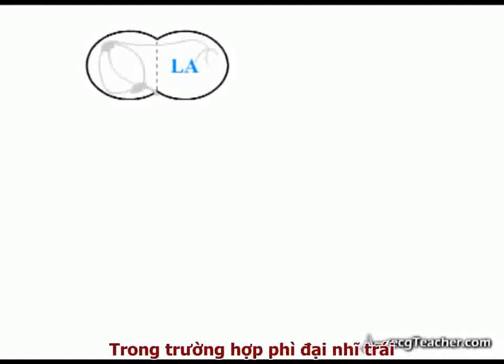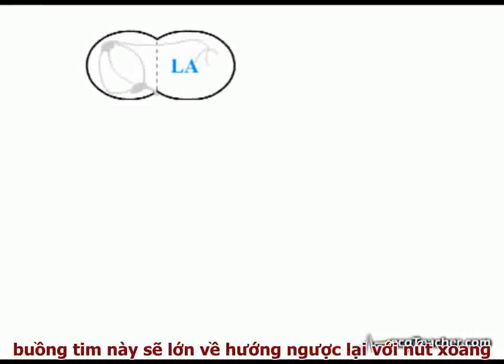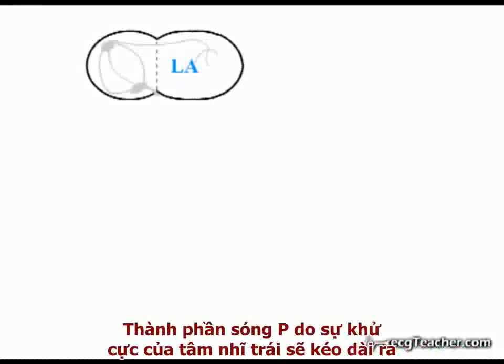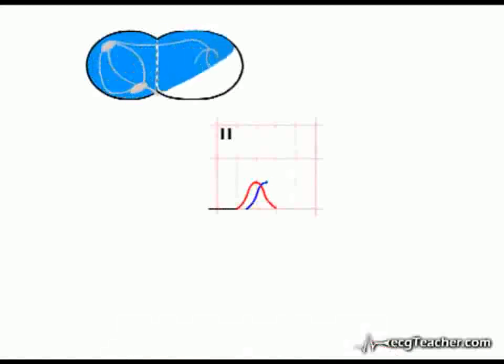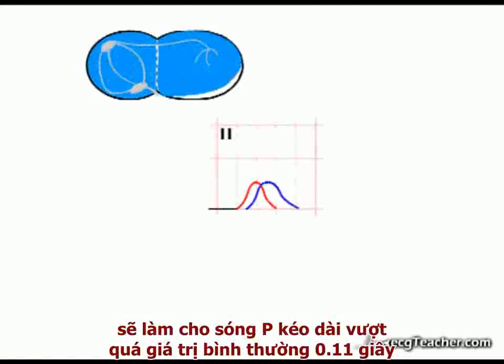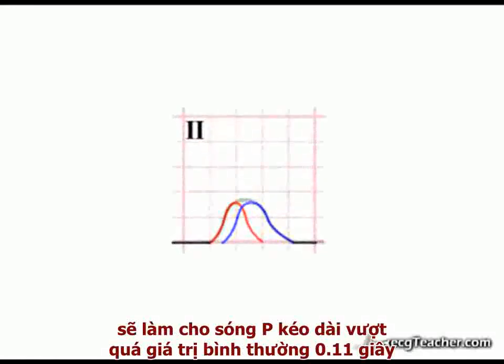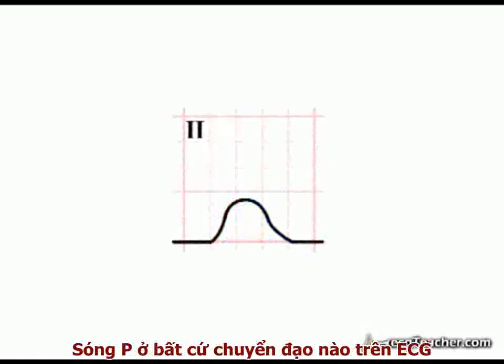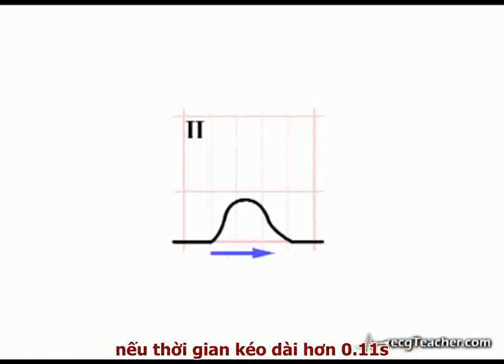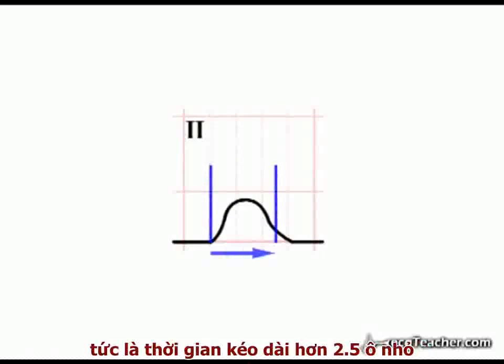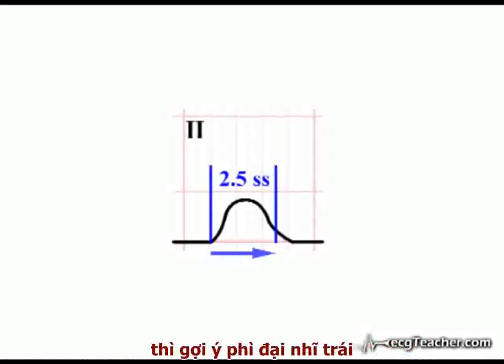In left atrial enlargement, as the chamber enlarges away from the SA node, the component of the P wave due to left atrial depolarization is prolonged. The effect of this is to prolong the recorded P wave beyond the normal limit of 0.11 seconds. A P wave in any lead on the ECG longer than 0.11 seconds in duration, in practical terms more than 2.5 small squares in width, is highly suggestive of left atrial enlargement.